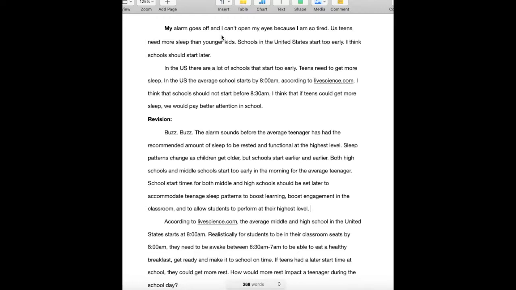The second thing I want to take a look at in the first two paragraphs is the thesis statement. "In the U.S., there are a lot of schools that start too early." I'm here in the second paragraph. Right here: "Schools in the United States start too early. I think schools should start later." This is the argument. Schools start too early. I think schools should start later.